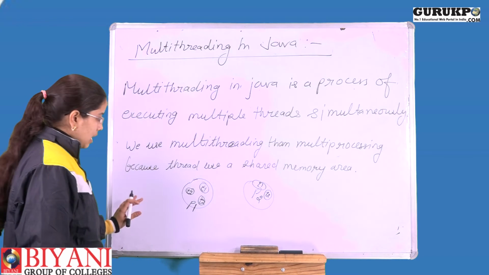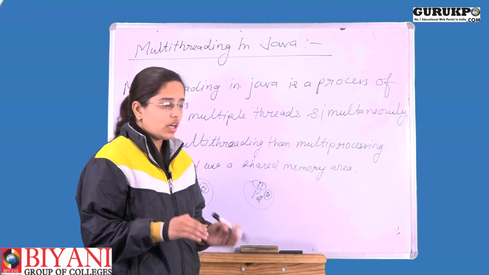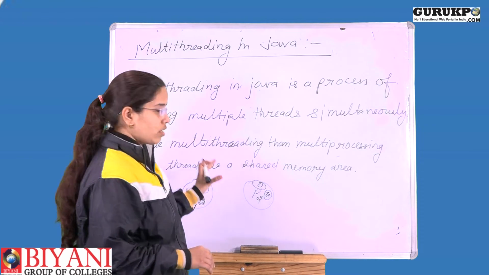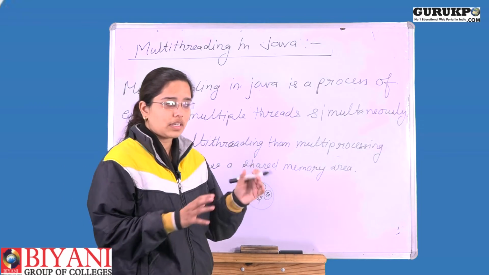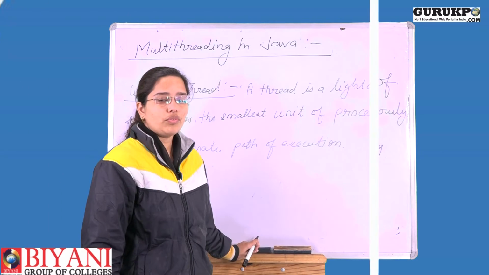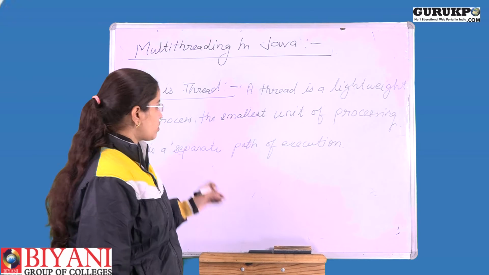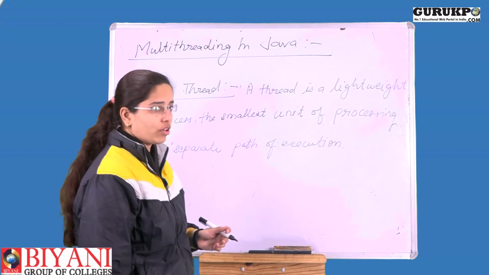It means we can say that a thread is a part of a process, and a process is a complete program that is getting executed one line of code at a time. Now we will discuss what a thread is. A thread is a lightweight sub-process and the smallest unit of processing.